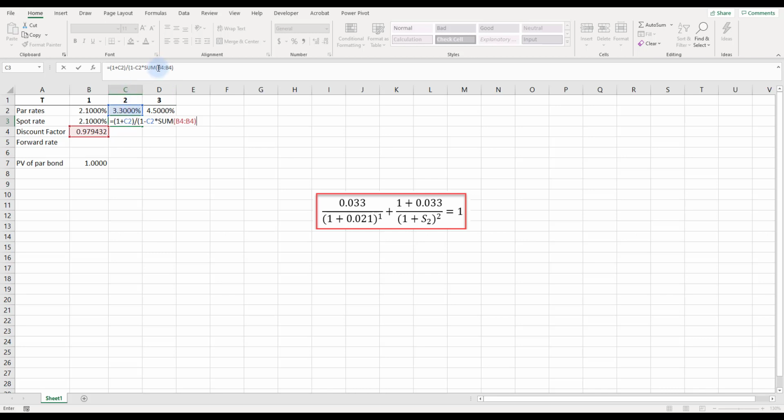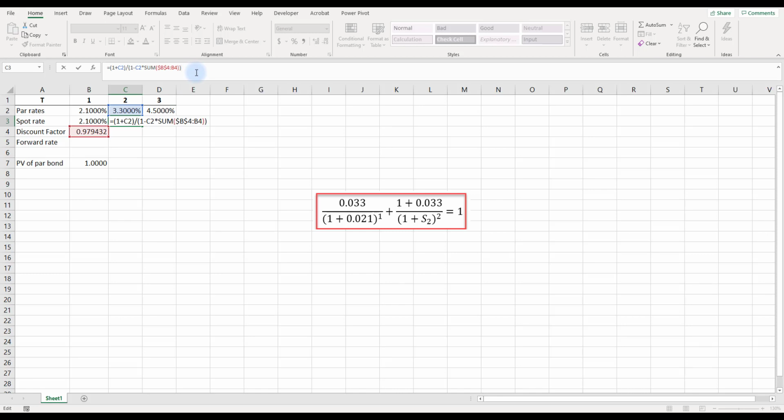Now, of course, to make things safer later on, I will need to lock B4. So I'll just press F4 to lock it, so later on, when I copy the formula over, it will move in the right way. Once we are done, I'll just close the bracket to cover the denominator.